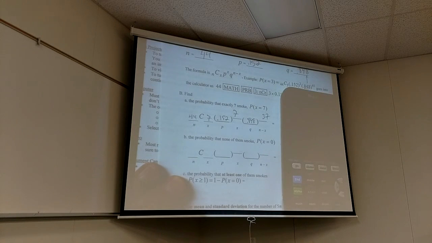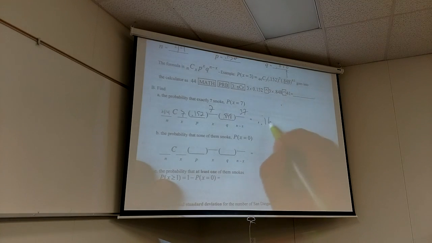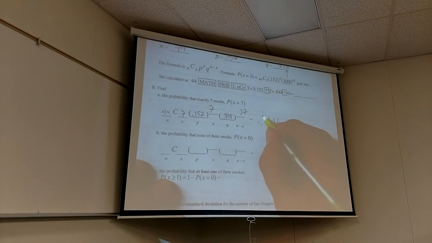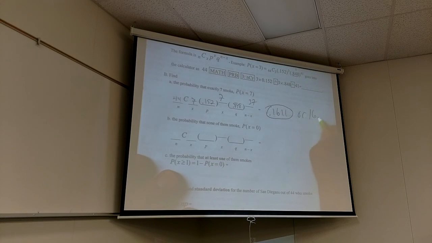So here's what it looks like. 44 choose 7. Hit the up arrow to come up out of there if you have the newer calculator. Times, where'd it go? 0.152 to the 7th. Hit the over arrow, times 0.848 to the 37. You got 0.1611, or 16.1%.